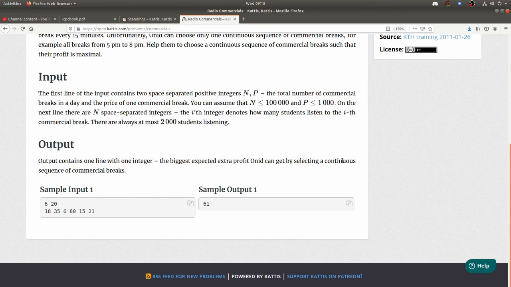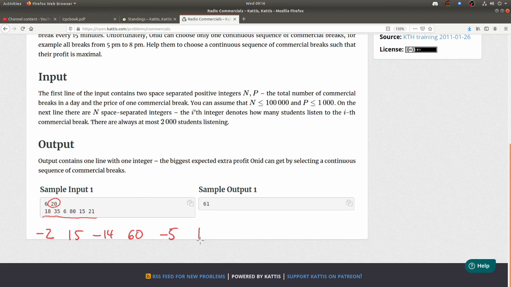Okay, so in this particular problem, the setup was such that we were given a sequence of numbers, and these numbers represented some benefits to be had if one particular point is selected. But there was a cost that you had to subtract from these numbers. So after subtracting this cost here of 20, the resulting sequence actually was something like -2, 15, -14, 60, -5, and then 1.